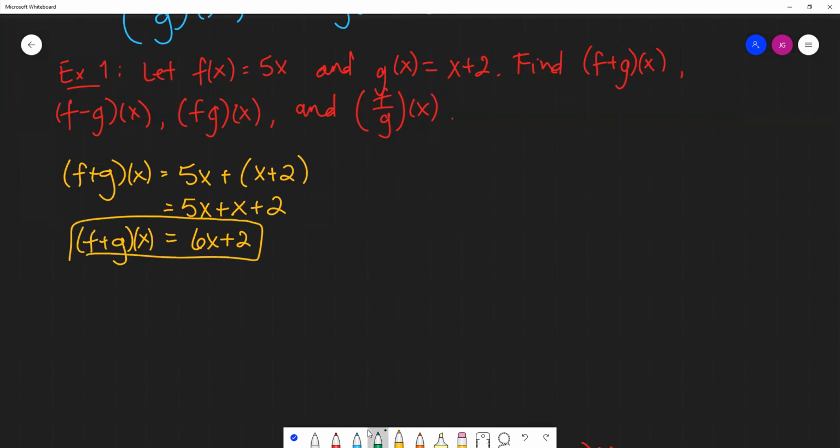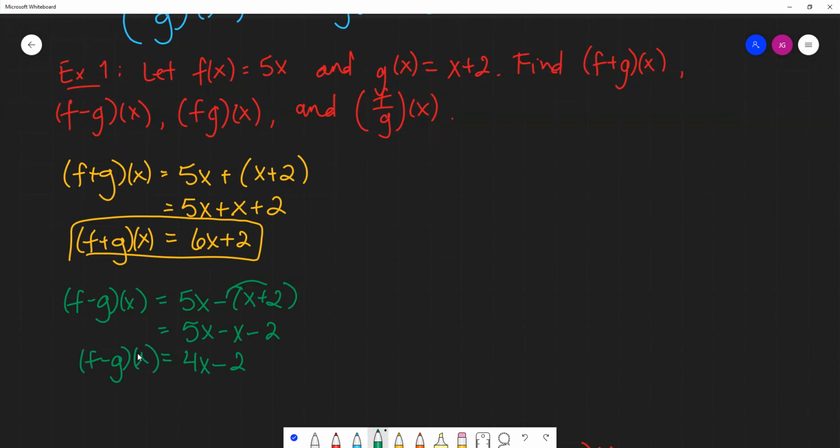Now let's do the subtraction function, f minus g of x. So that's going to be 5x minus, this is why I put parentheses on the first one, good practice, right? Minus this whole quantity. So it's going to be minus x minus 2. I'm distributing that negative. So I get 5x minus x minus 2. This is 4x minus 2 is our answer here.